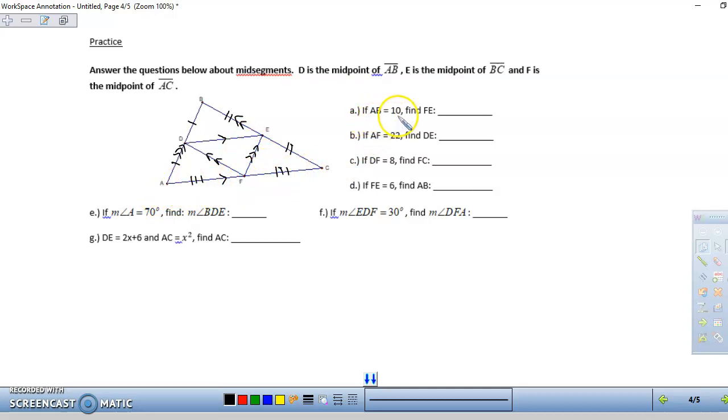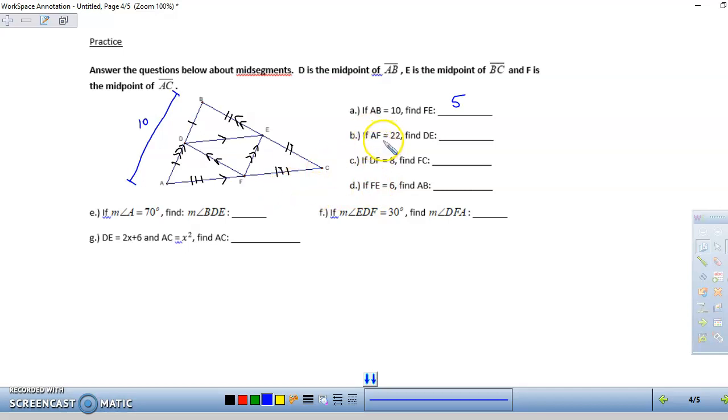So if AB is equal to 10, AB is the whole length here, so I'll start labeling a little bit. AB, this whole length, is 10. What is FE? Well, it's just half, so that's going to be 5. Okay, so pause and try B, C, and D on your own.